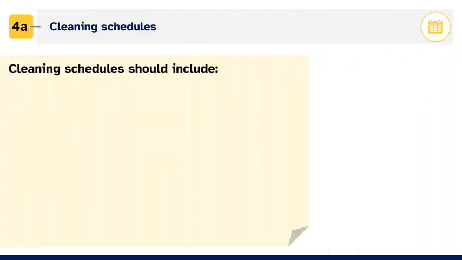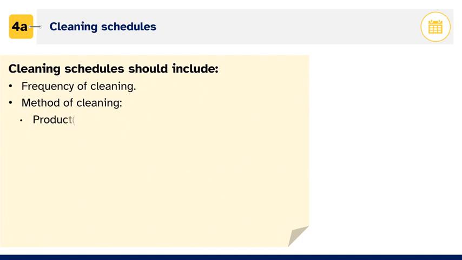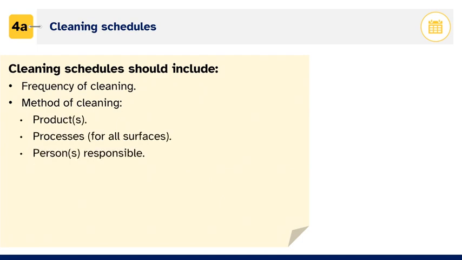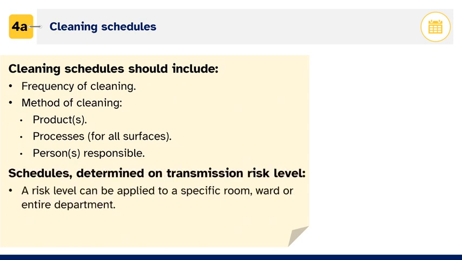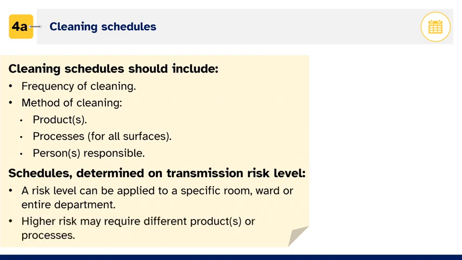Cleaning schedules should indicate the frequency and methods of cleaning. This includes specifying the products to be used, the processes for cleaning surfaces, and the persons responsible. Schedules should be informed by the transmission risk level, which can vary from one room or ward to another, or between departments. Areas with higher risk may necessitate the use of different products or processes.